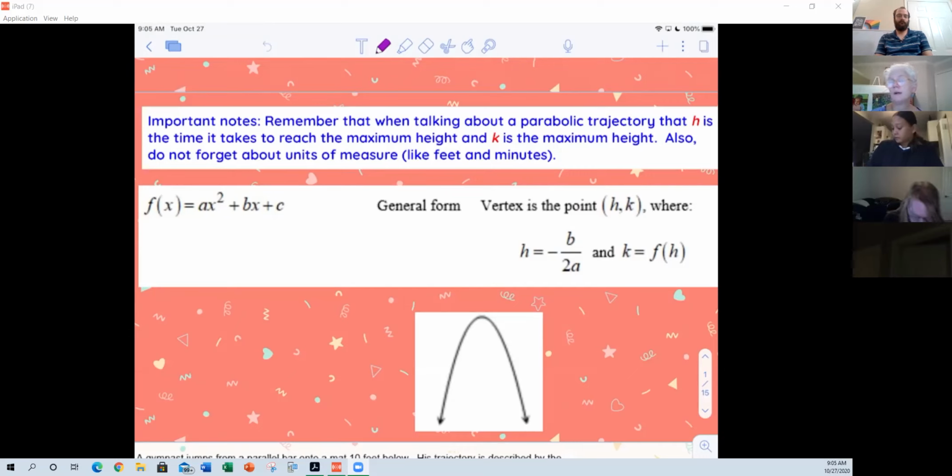Also, don't forget your units of measure. If you want full credit for the problem, make sure you include the units of measure. Don't just put 5. You need to put 5 seconds or 5 whatever.